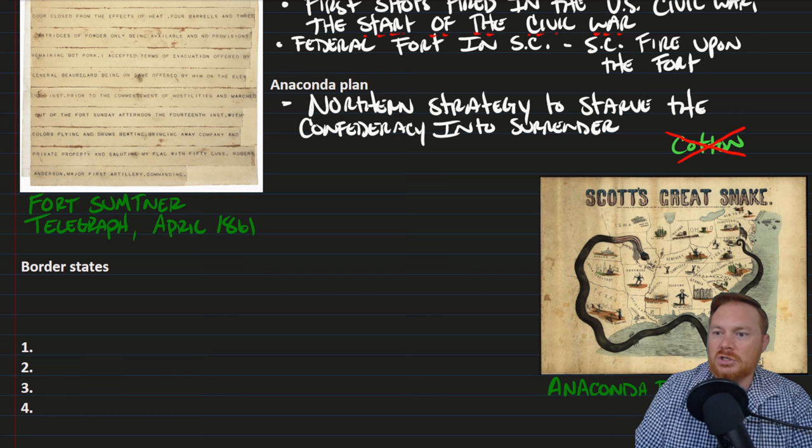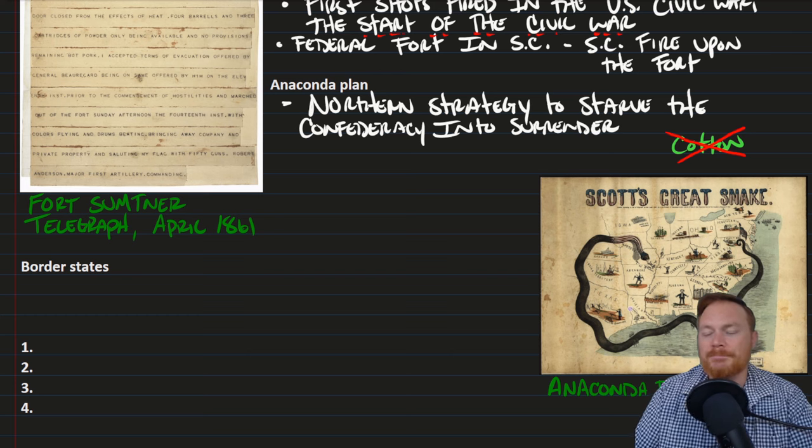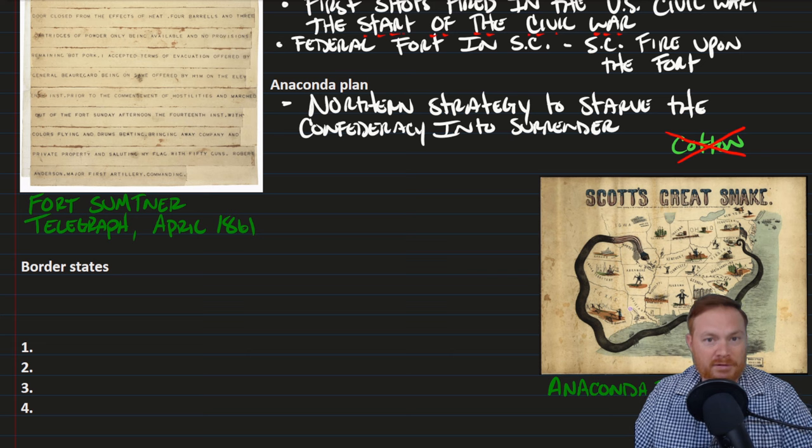So we see an image here, Scott's Great Snake, Winfield Scott. He was the general in charge of Union forces at the very beginning of the war, not for very long, but the idea is to slowly squeeze the South into submission. And this was also coming at a time when, when the war started, a lot of people believed the war would be over very soon.